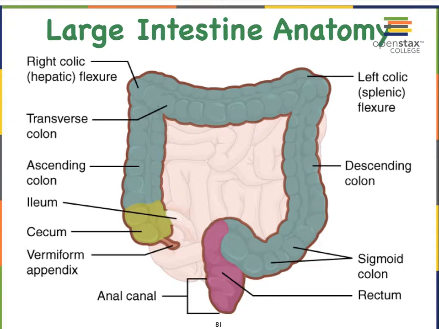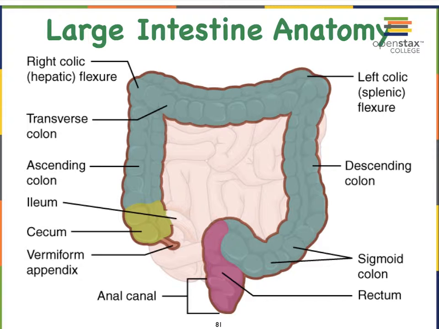Now, dangling off the large intestine, we have a structure that belongs to the lymphatic system called the appendix, sometimes called vermiform, which literally means in the shape of a worm. It really looks kind of like a worm dangling off the cecum.